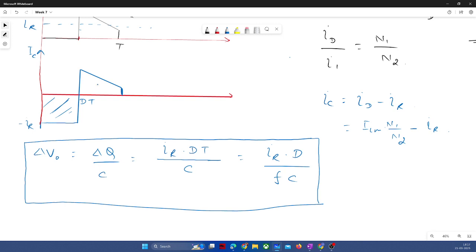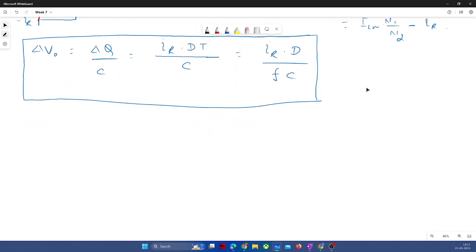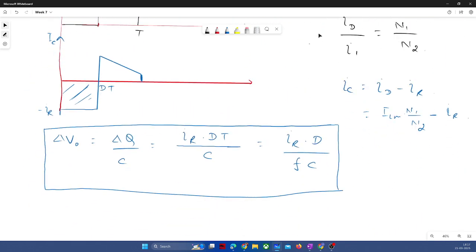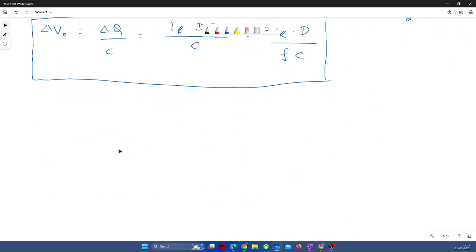The same value should come from 1 minus D period as well. But since it is quite straightforward to compute the area of a rectangle, we should take that convenient path. So if we compute ILM average, let us see the circuit first. I have copied it already.